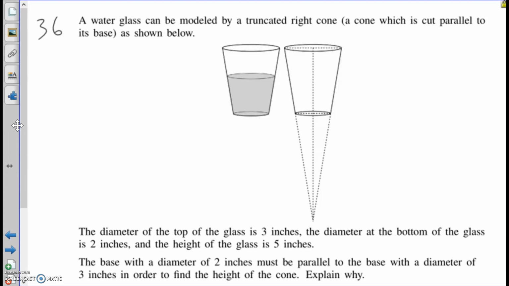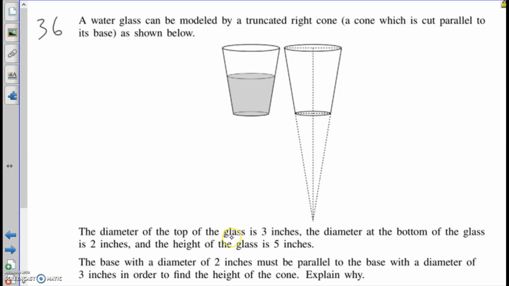So a water glass can be modeled by a truncated right cone, which is a cone with a cut parallel to its base as shown below. And so there's your water glass. It's a cone with the top cut off, top meaning the pointy part. And it's almost like a trapezoidal cylinder kind of thing.